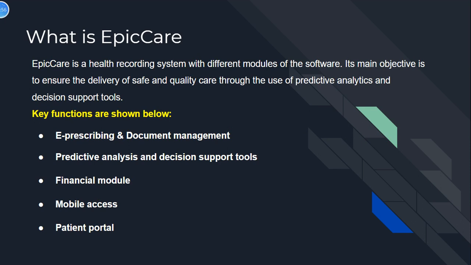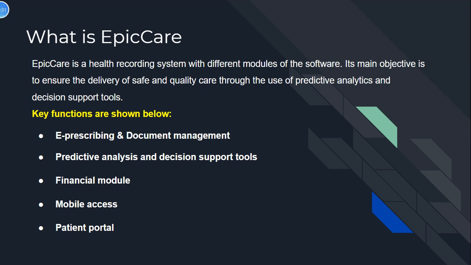Epiccare is a health record system with the support of different modules. Its main objective is to ensure the delivery of safe and quality care through the use of predictive analytics and decision support tools. The key functions of each are shown as follows. The first one is the e-prescription and document management function. It provides the physician with the ability to electronically enter the patient information and form a legible prescription, and then they can check the tests and review the results of their patients easily.